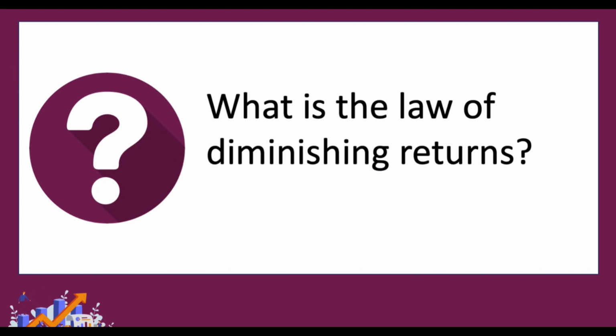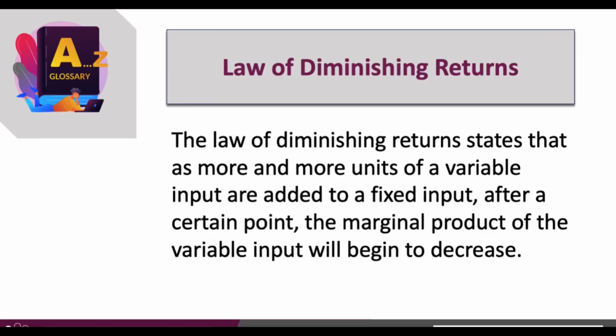Well, it's a theory of short-run production, and it states that as more and more units of a variable input, such as labour, are added into a fixed input, such as capital, after a certain point, the marginal product of the variable will begin to decrease. In other words, the additional output from using more labour will start to fall, but all the other factors will remain constant.